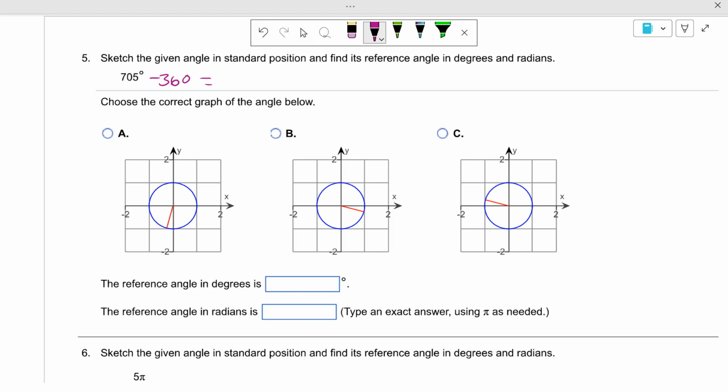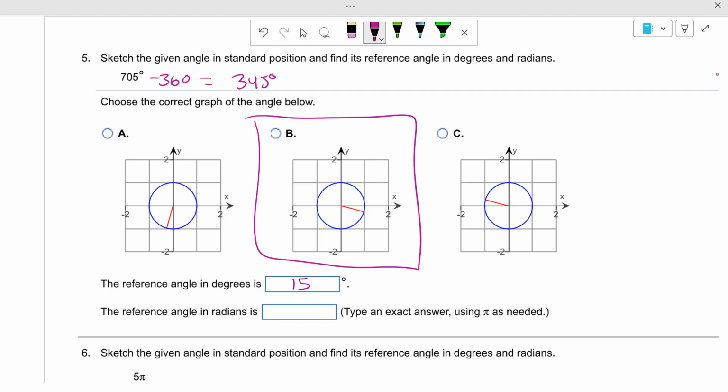705 minus 360 is 345? Well, 345 is really close to 360, so it's B. It's only 15 degrees away from 360. 15 degrees, if I want to put 15 degrees in terms of radians, I take 15 times pi over 180. And so it's pi over 12 away. Good?